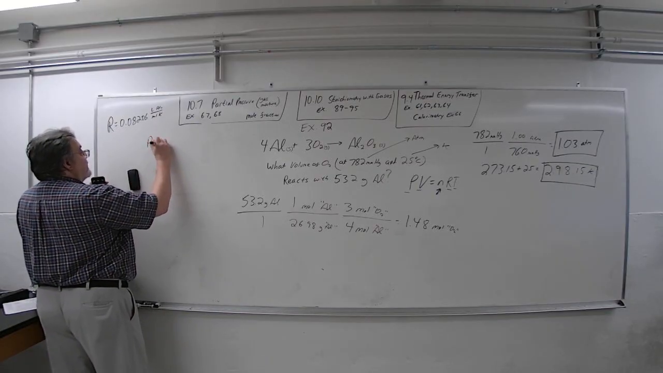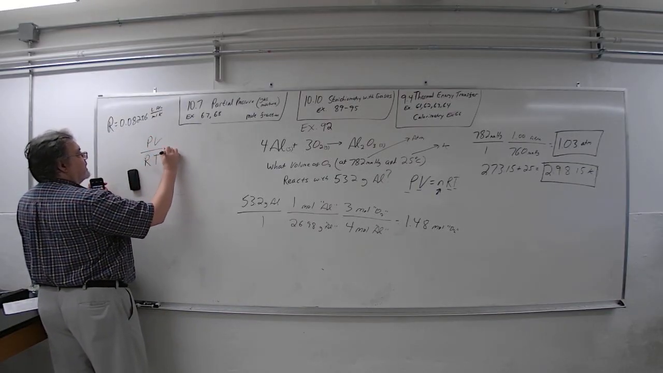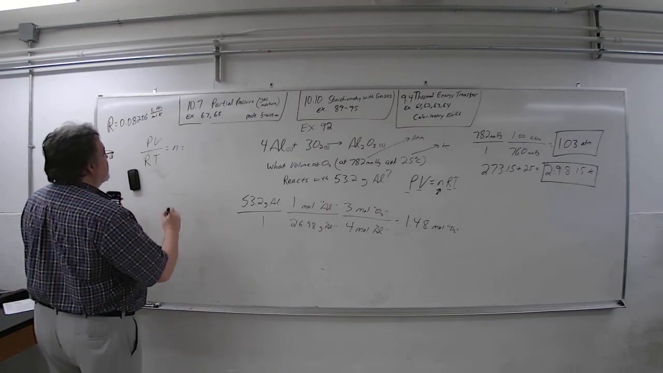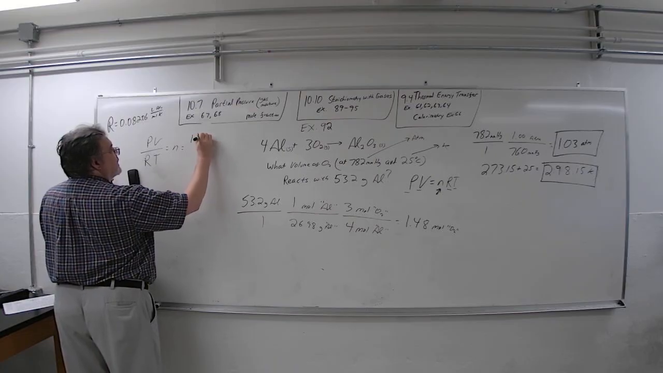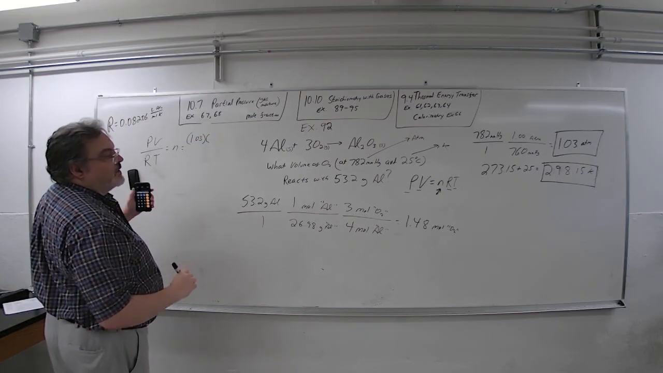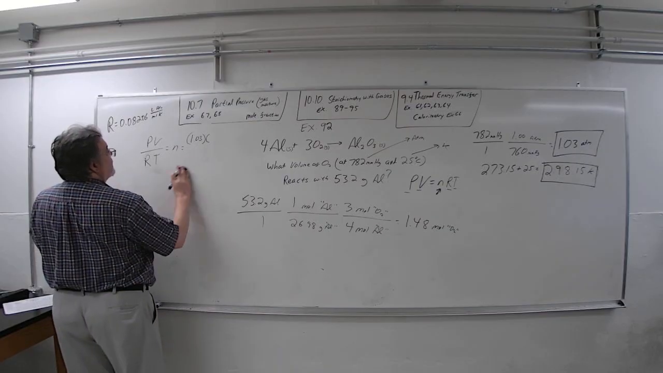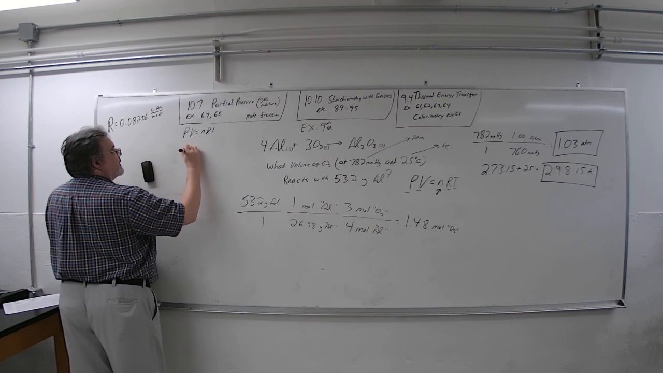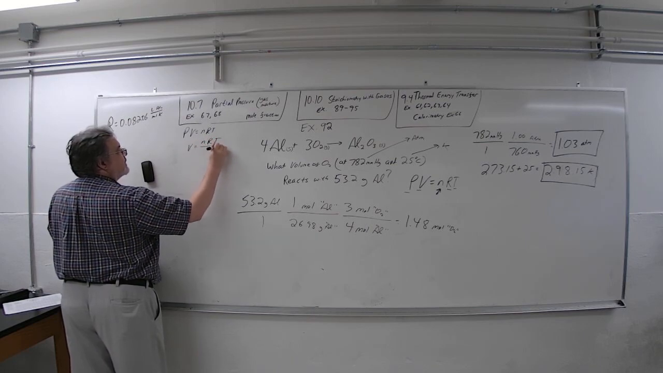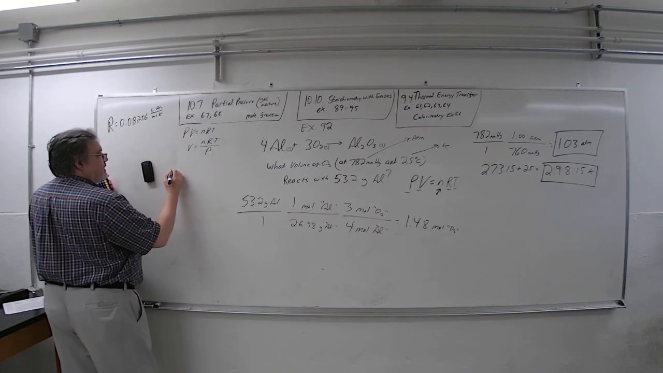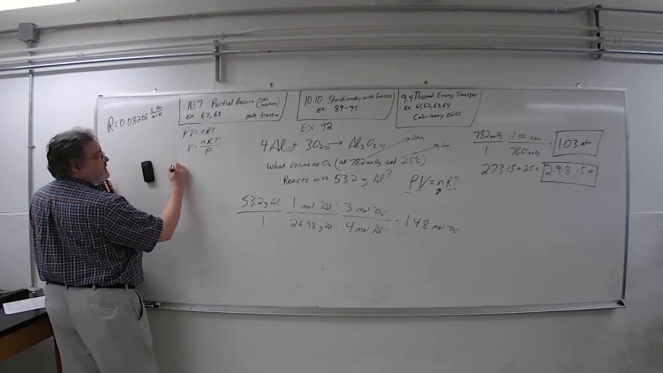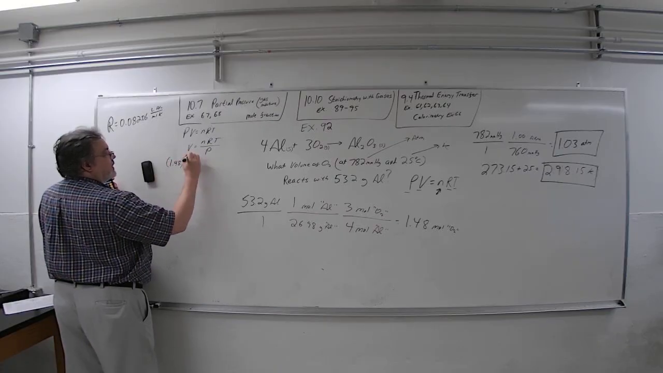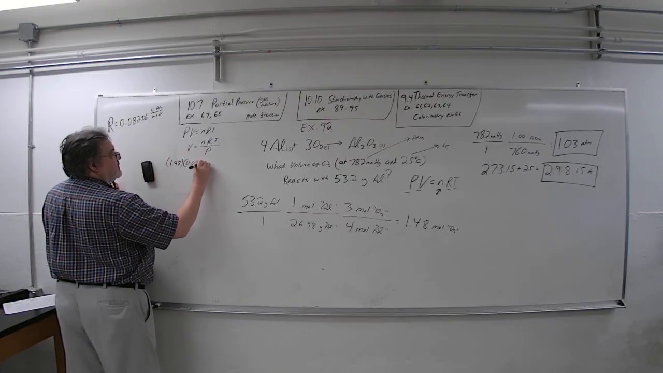So it's PV divided by RT equals n. Pressure, 1.03. Volume is what we're looking for. Hold on. So I want to go volume equals nRT. Volume. So volume, n is 1.48. R is 0.08206.